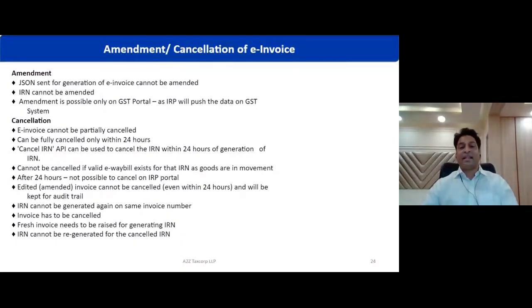Cancellation. An e-invoice cannot be partially cancelled. In case you want to cancel, it cannot be partial, it would be a full cancel, and that too within 24 hours. That's what the provision talks about. This cancellation is possible on IRP, but within 24 hours, and the Cancel IRN API can be used for cancellation. But there is an exception: if a valid e-way bill exists for that IRN as goods are in movement, then you cannot cancel even within 24 hours. Amendment is possible, and that too only on the GST common portal.